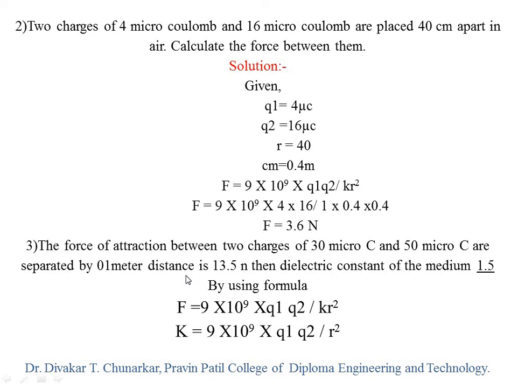Separated by 1 meter distance, so R is 1, and we have to calculate the value of K, that is K equal to 9 into 10 to the power 9 into Q1 Q2 upon F R square. Using this formula, we find the value of the dielectric constant, 1.5. Keeping in mind, this numerical problem is the same as problem number 2.